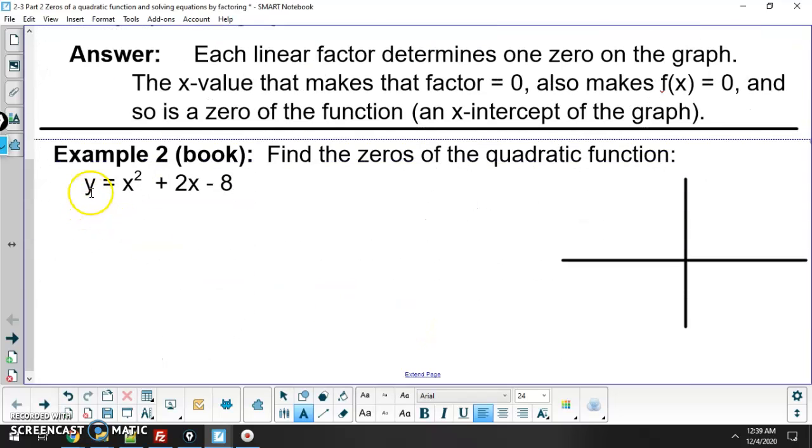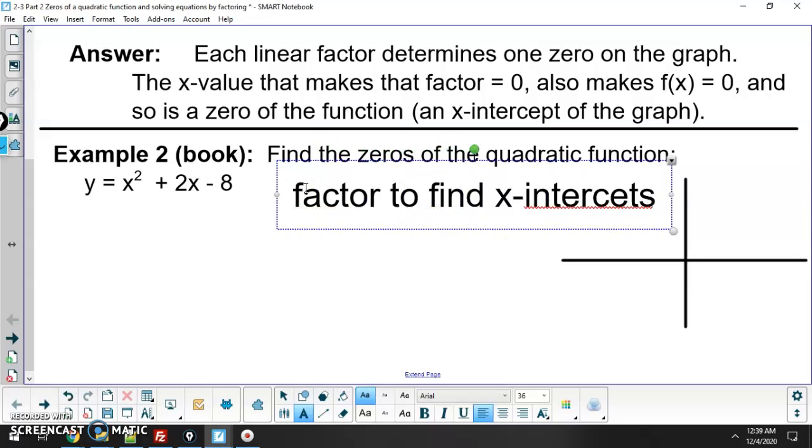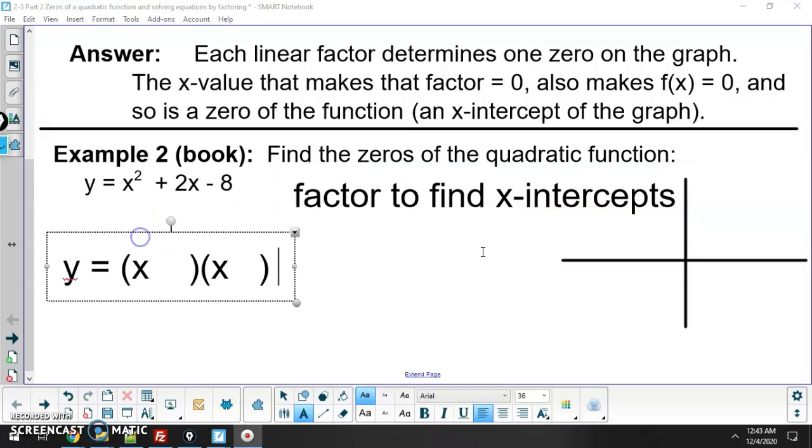All right, so if we have this particular quadratic function in standard form, how do we find its x-intercepts? Well, simply, we factor. Factor to find the x-intercepts, which are the zeros. That's the new vocabulary. So we're going to try to factor this function.